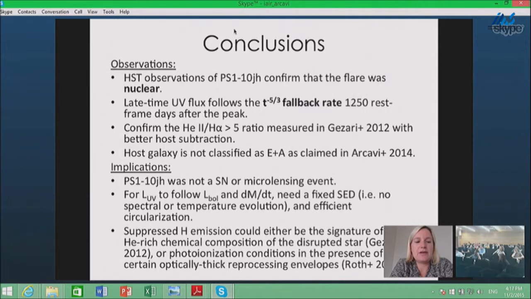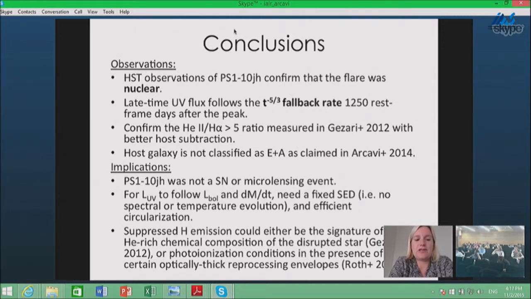We still show the fact that the UV flux density follows what we would assume would be the bolometric luminosity and the decline of the mass accretion rate, and therefore you can't have band effects that would change the behavior in the UV and optical bands compared to the bolometric luminosity. So we need some sort of fixed SED, and I think there are going to be a lot of talks giving ideas on how to keep your spectral evolution, how to keep your temperature fixed.